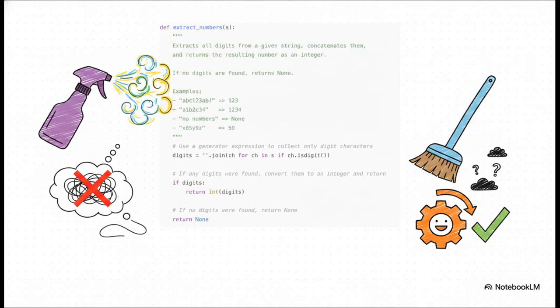Next, actually clean up those bad smells. You can structure the code beautifully by adding clear, comprehensive documentation at the top so future developers know exactly what it does. And you can tighten up the logic, like using an efficient generator expression to collect the digit characters. It's clean, it's professional, and most importantly, it still passes all of our tests.